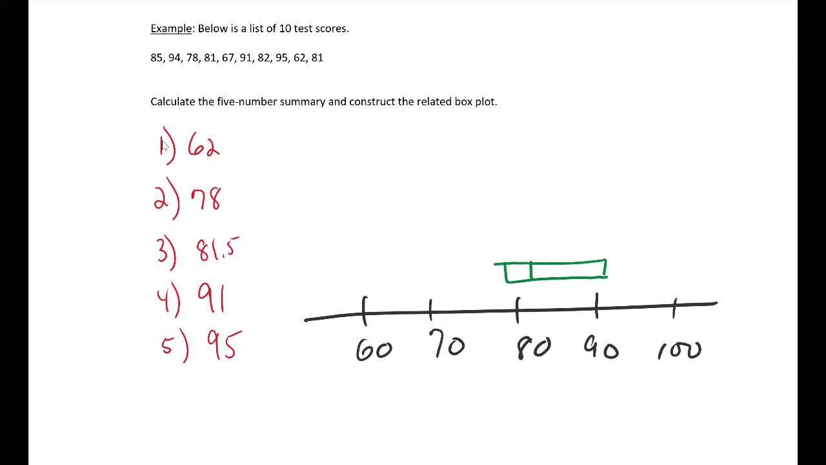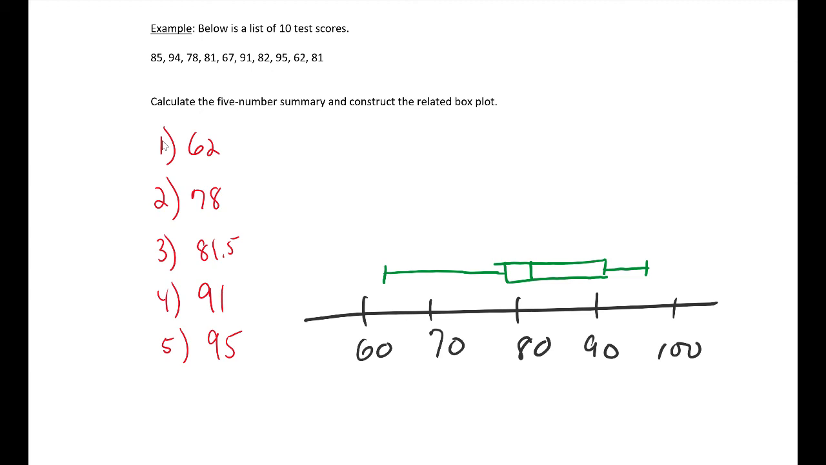And then our whiskers extend out to the min and max. So the max is 95, which will be here. And the minimum was 62, which will be somewhere here. Get on in there.